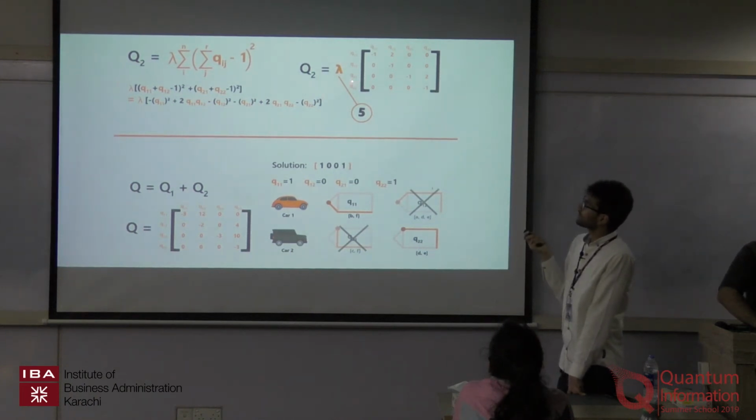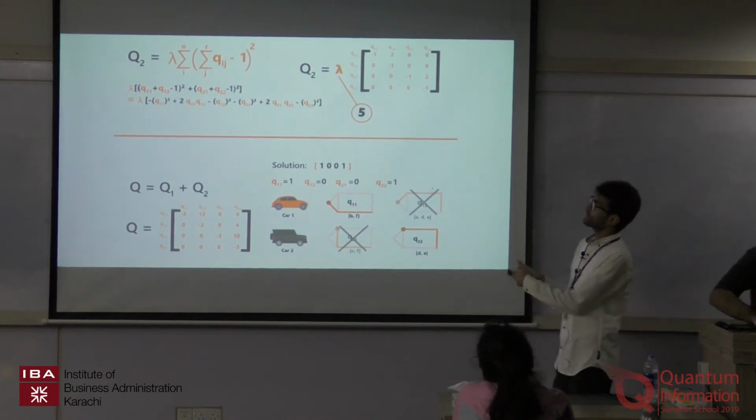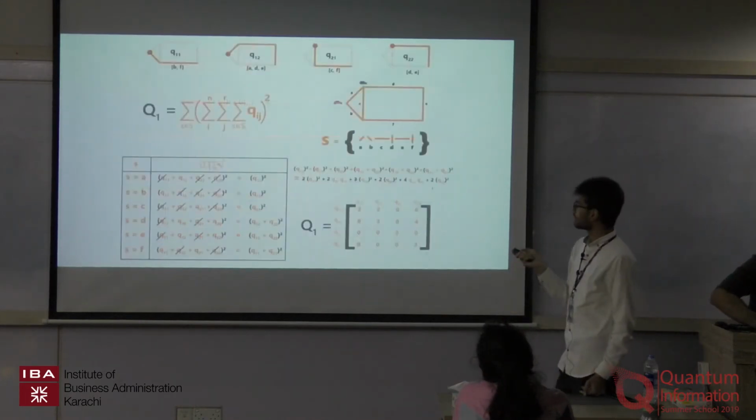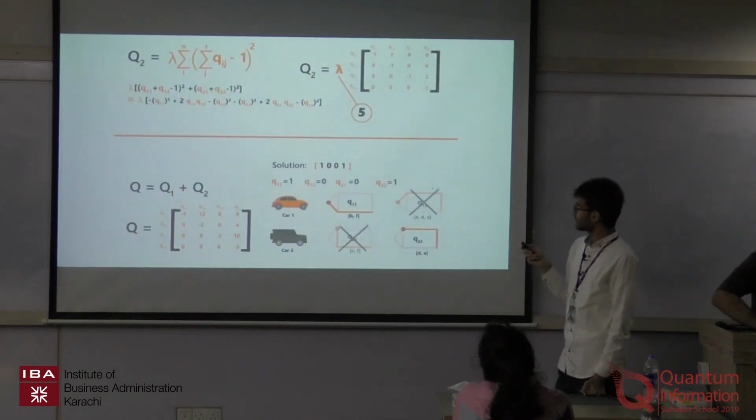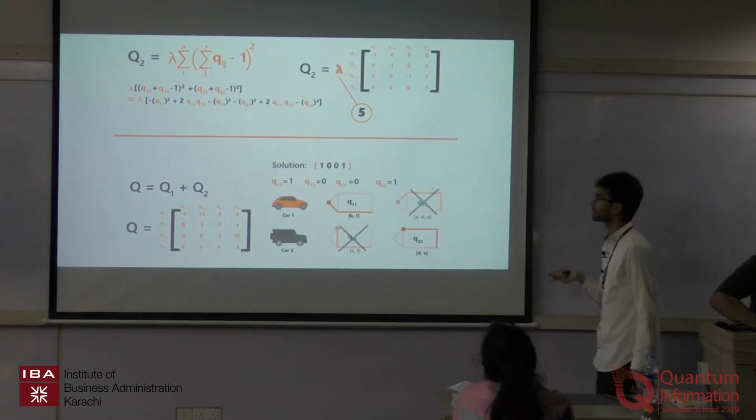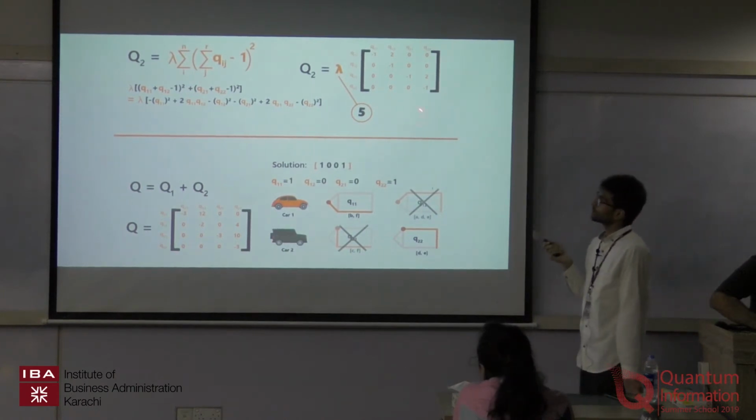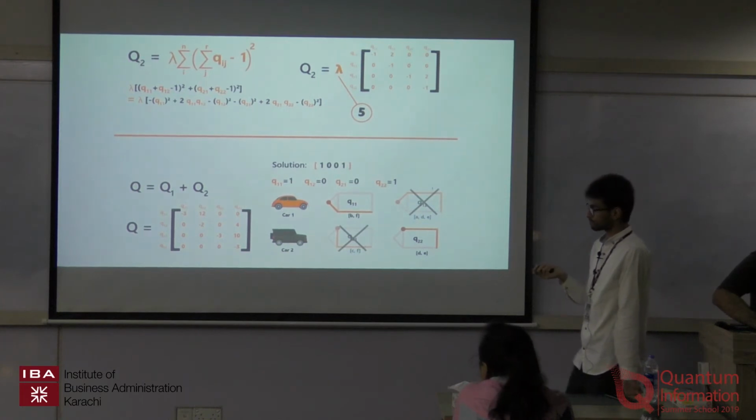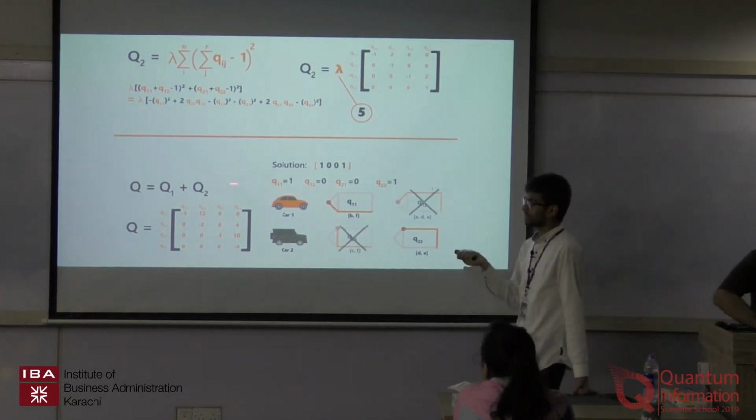This one has this lambda, and this lambda is the penalty. This penalty has to be greater than the largest number in Q1. As you can see over here, 4 is the largest number, so we can take 5, 6, 7, any number greater than 4. Then we add both of those Q1 and Q2, and we get this matrix. Now we have to solve this matrix.